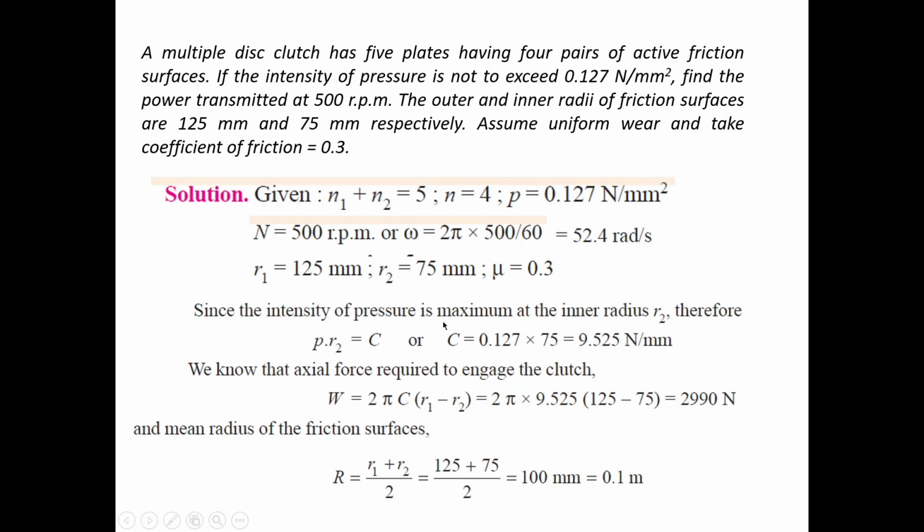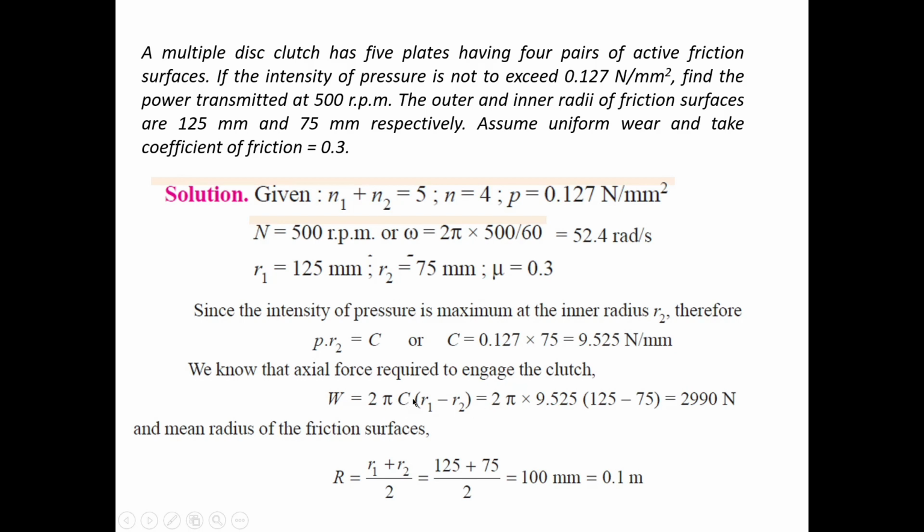Since the intensity of pressure is maximum at the inner radius, we can substitute the C is equal to P R formula as C is equal to P max R2. This is the direct substitution. All the values are already given in the problem. So the C value has been found out as 9.525 Newton per mm. These problems have been taken from the Kurmi book. I suggest you use your calculator and verify the answer. We know that the axial force formula W is equal to 2 pi C of R1 minus R2.